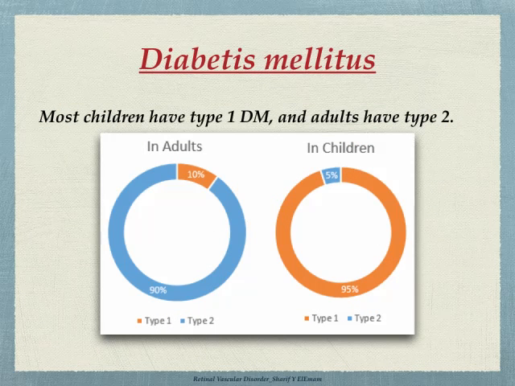Diabetes mellitus, as we said, has two types. One of them is type 1 and the other is type 2. In children, most of the diabetic children are actually type 1. However, the incidence is completely inverted in adults, where most adults who have diabetes are actually type 2, due to obesity or inability of their body to use the insulin, which results in high blood glucose level.